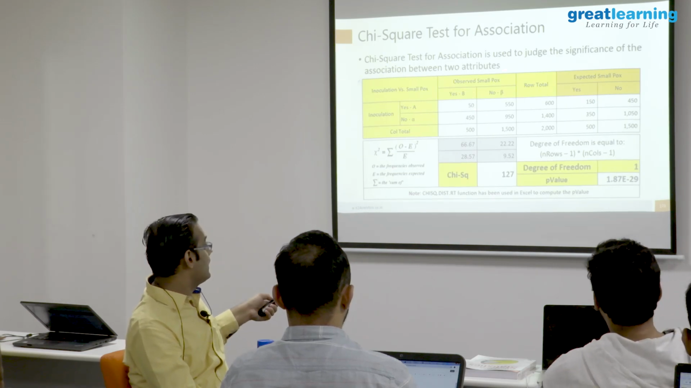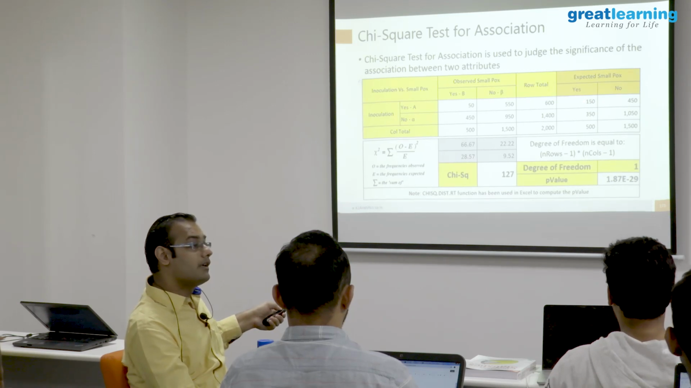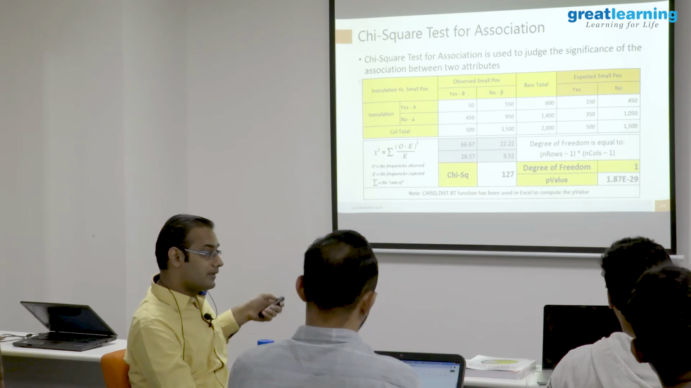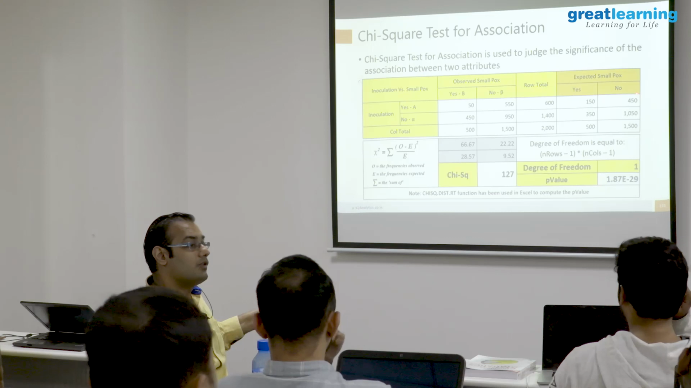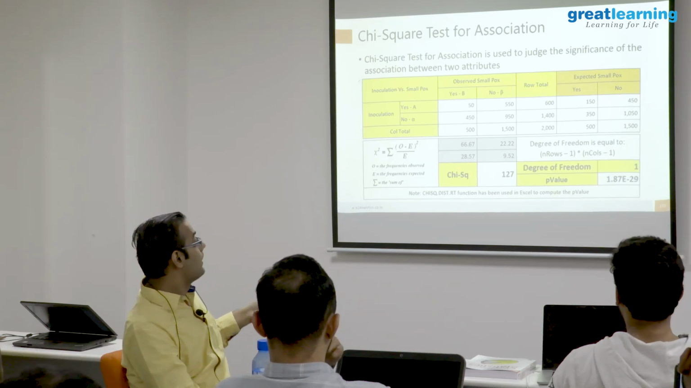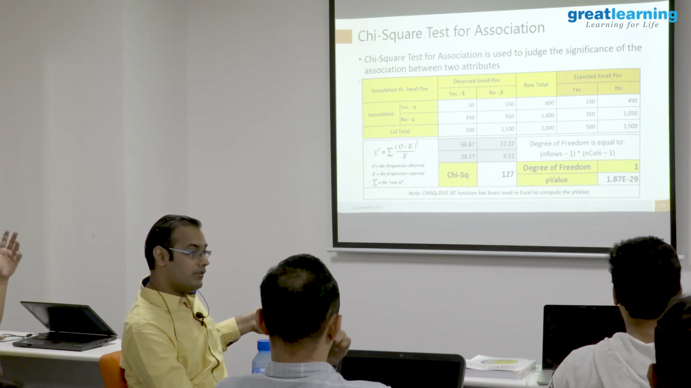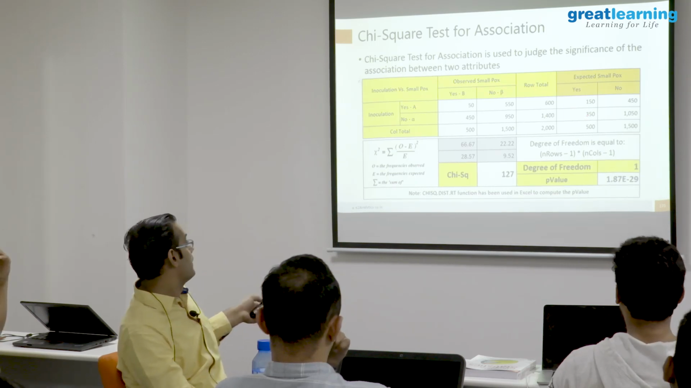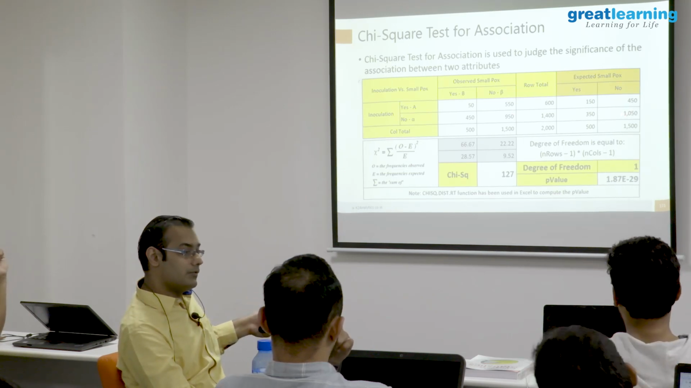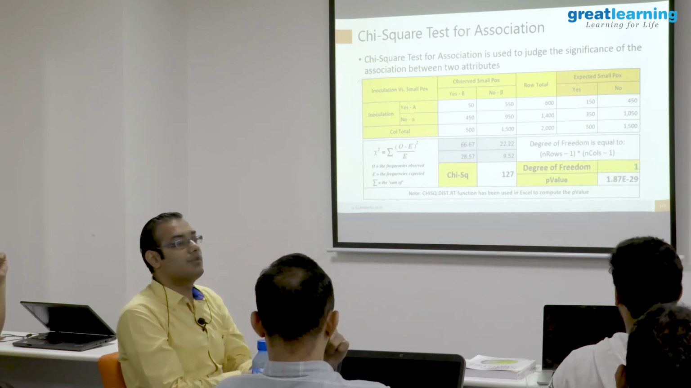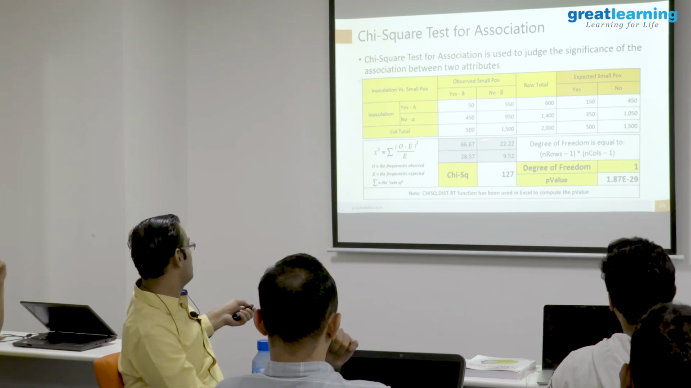So 50 minus 150 the whole squared divided by 150, plus 550 minus 450 the whole square divided by 450, plus 450 minus 350 the whole square divided by 350, plus 950 minus 1050 the whole square divided by 1050. So this is the summation of observed minus expected the whole square divided by expected.